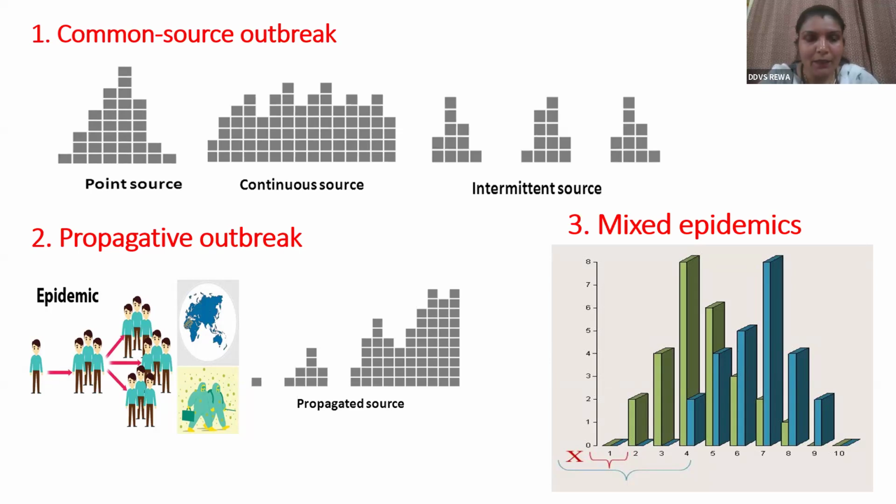In the propagative epidemic, one person transmits the disease to another, and the disease progresses in exponential numbers. We can see in this graph a progressive increase in the number of cases. In the third, the mixed epidemic, the source is common, so there is one peak, and after that these individuals transmit the disease and spread it in a propagative manner. So this is a mixed epidemic.